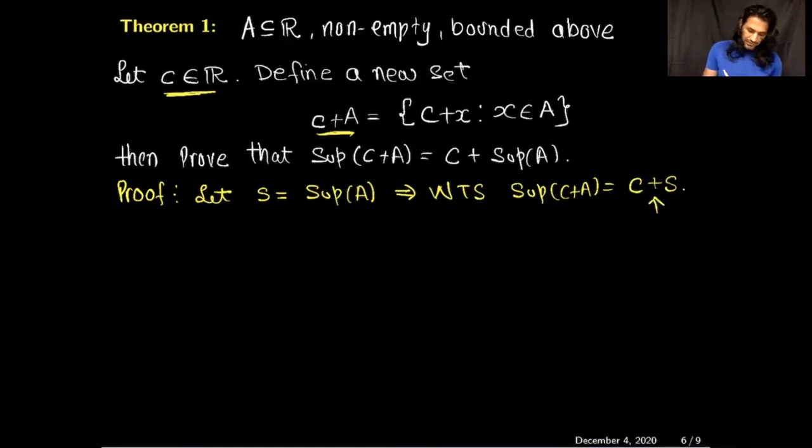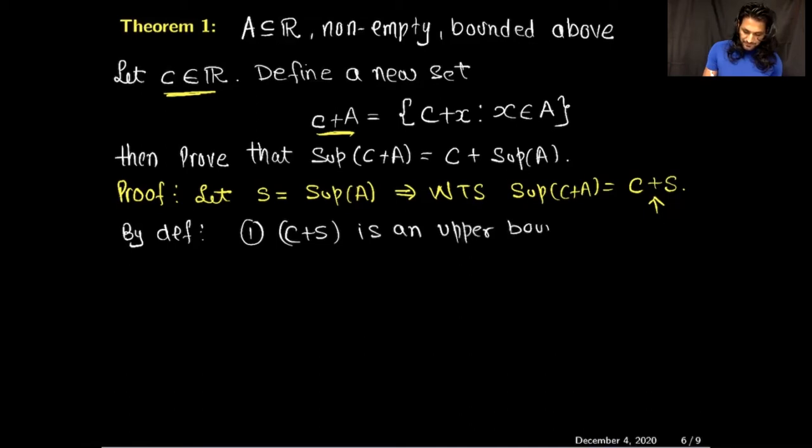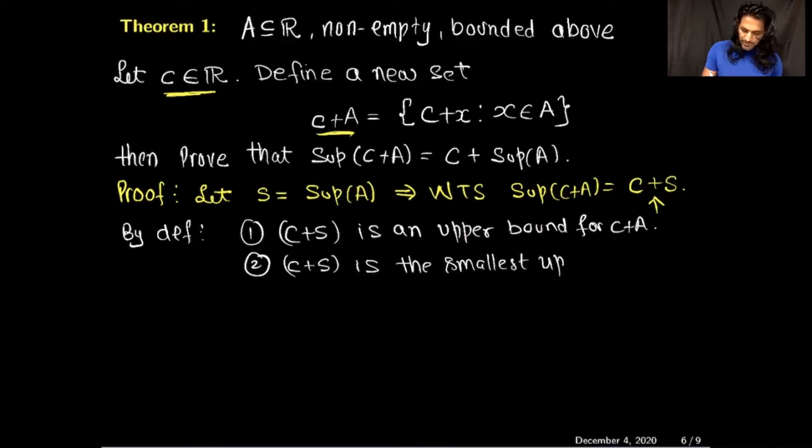So by the definition of sup, I need to show two things. One, I need to show C plus S is an upper bound for C plus A. And second, I need to show C plus S is the smallest upper bound. So this is the definition of the sup.